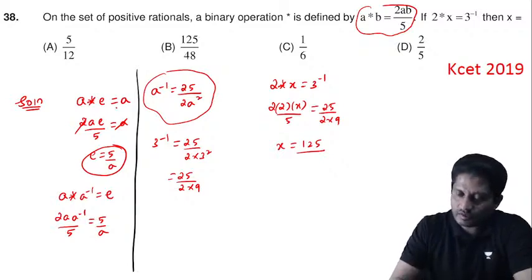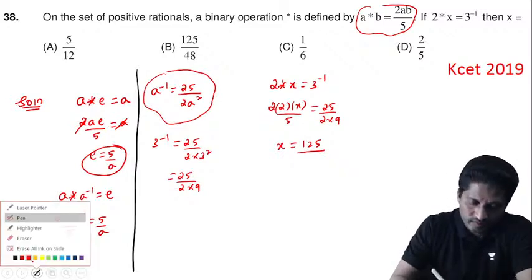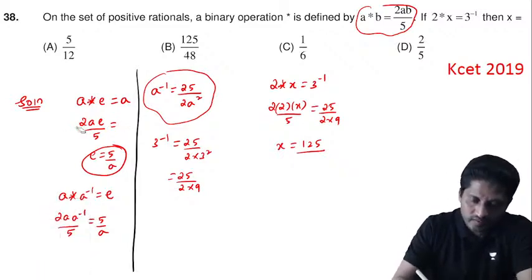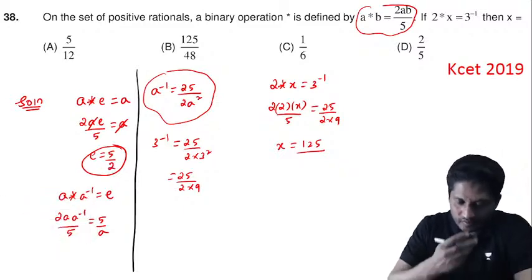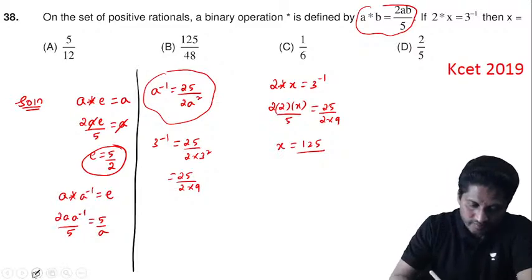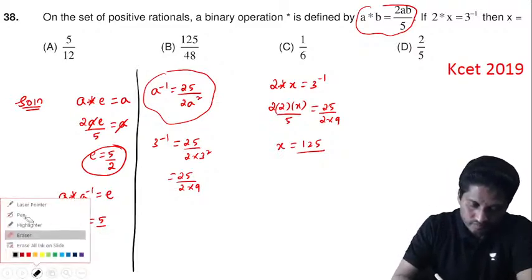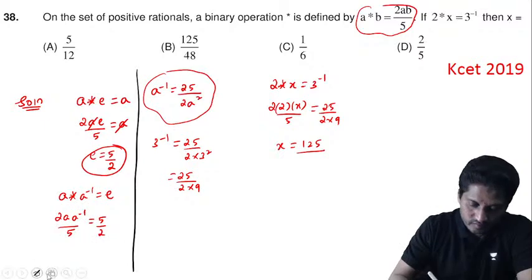A star E is equal to A, right? Identity. So A star E is equal to 2AE by 5 is equal to A. Sorry, there's an error here. This is A, right? So A and A cancels. E is equal to 5 divided by 2. Okay, so this is 5 by 2, even this is 5 by 2.